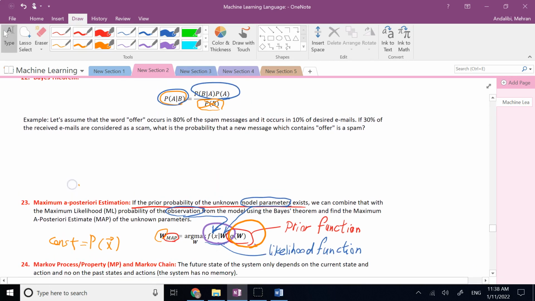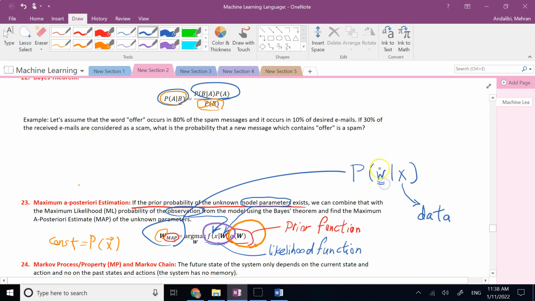Okay? So what is it that you are really maximizing here? If you go with the definition, this one will maximize what function for me? It will maximize the probability of what? Probability of w given x. This is the function that I'm trying to maximize here. Which is what? If I see some data, I'm trying to maximize the chance that the parameter model is what I think it is.